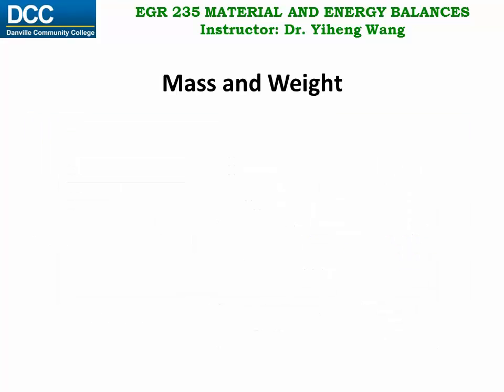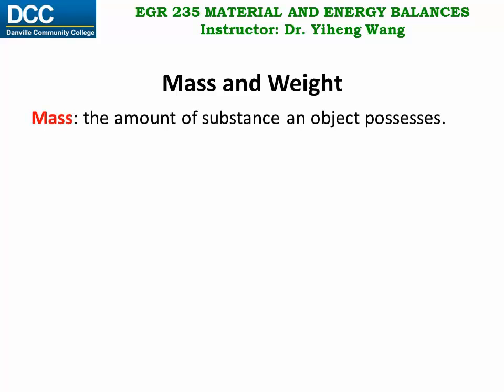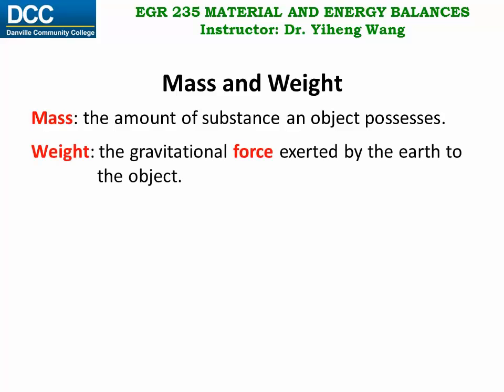In order to clearly understand these units, it is important that we understand that mass and weight are two completely different concepts. Mass is the amount of substance an object possesses, versus weight is actually a force. To be specific, weight is the gravitational force exerted by the Earth to an object on the Earth.